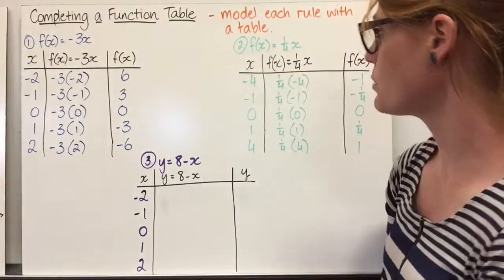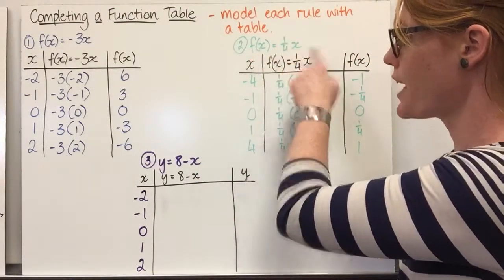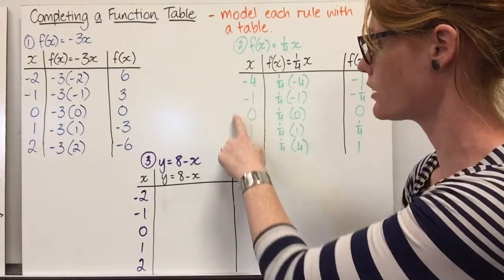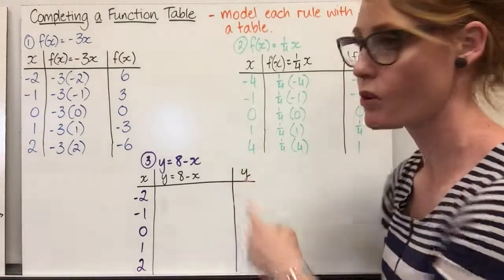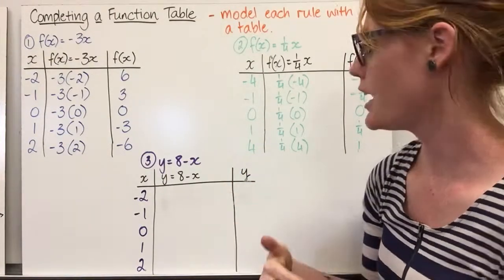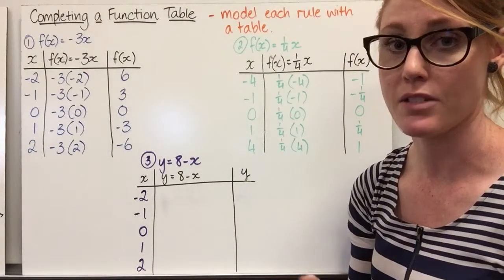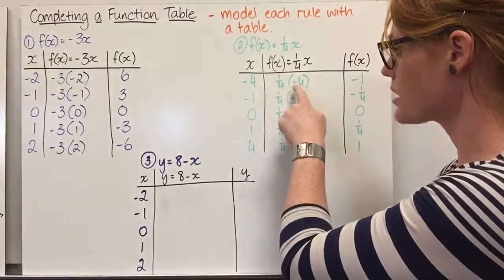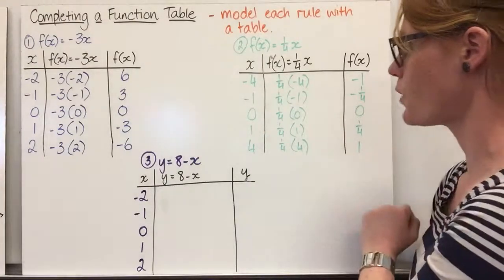Here's our second example. We have f of x equals 1/4 x. So our input values we're using this time are -4, -1, 0, 1, and 4. Again, a good set because they are not too high and they give us a range of negative and positive values. So for -4, 1/4 times -4 equals -1.